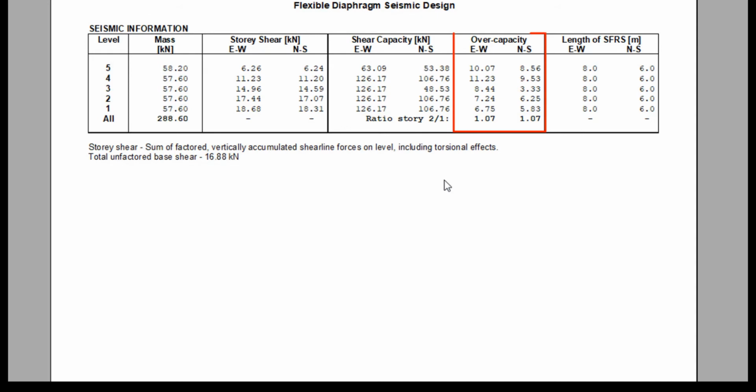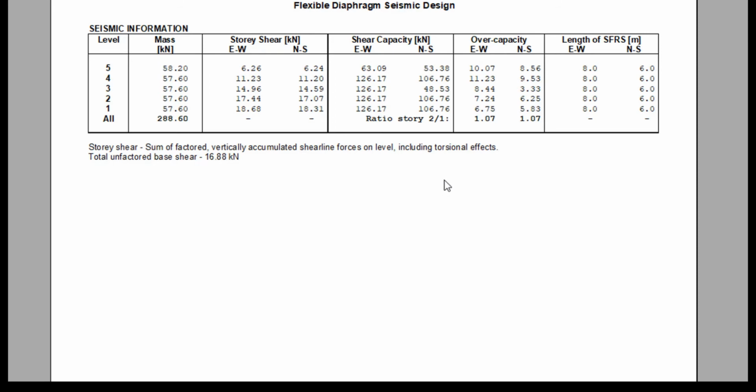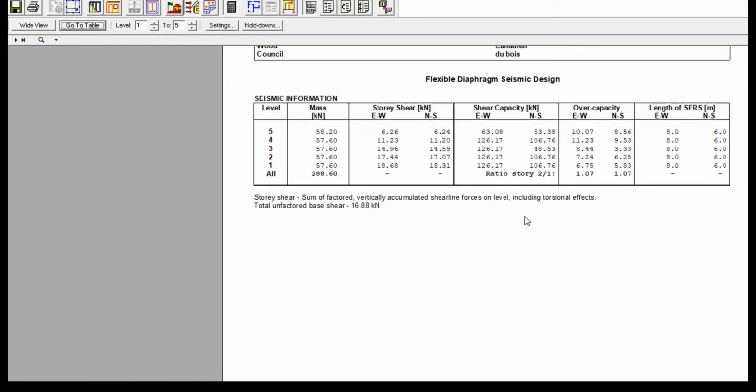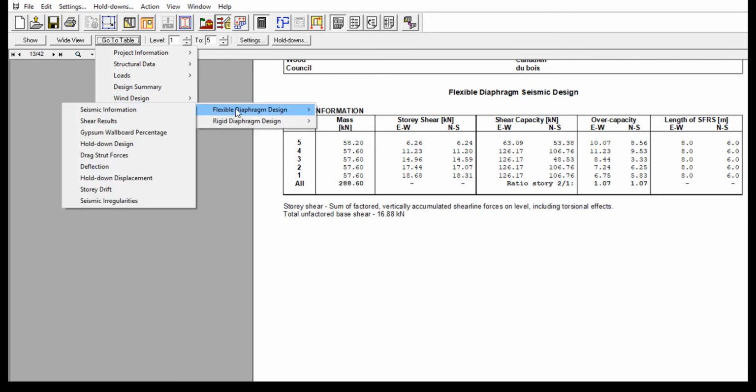For interest, the table reports the overcapacity for each story, but then determines if the ratio of the overcapacity of the second story to first story is appropriate. This is an important check which is meant to ensure that a soft story condition doesn't occur in either the first or second story, which analysis has shown to be the most important. Since all the story overcapacities are shown in the table, you could design the structure so that no consecutive stories have significant overcapacity differences.